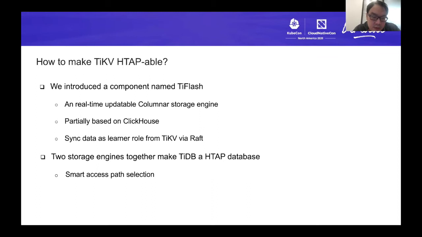So the two storage engines together make the TiDB system an HTAP database. And we can also access data via CBO. That means the TiDB optimizer is a cost-based optimizer, and it can choose between a column format or row format based on statistics information. It will choose a path that can provide better performance, lower cost, or lower resource consumption.